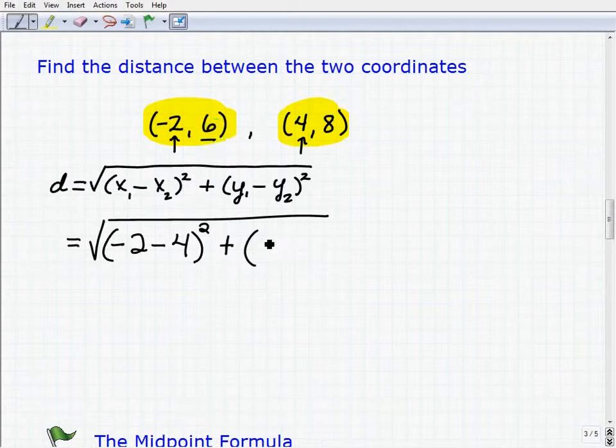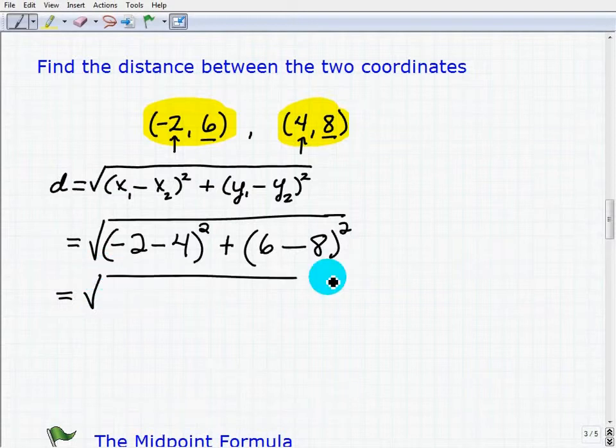So I'm going to subtract 6 minus 8, and then I'm going to square it. Okay, so that's how you set up the distance formula. But you got to be careful with subtracting two coordinates. You'll see this in the example set. Just got to be careful when you set up with negative numbers. You might be subtracting a negative number, which will end up being a situation where you're actually going to be adding. Okay, so let's go ahead and finish this out.